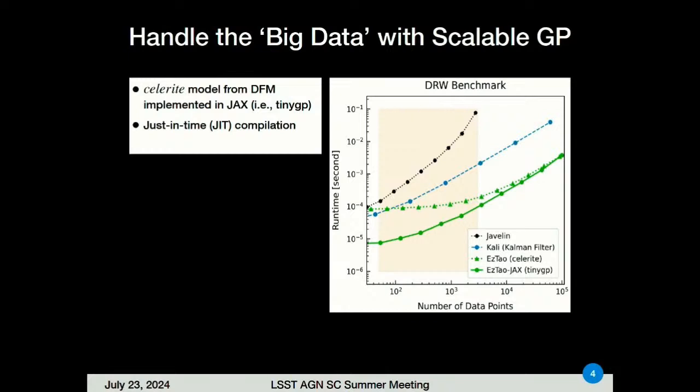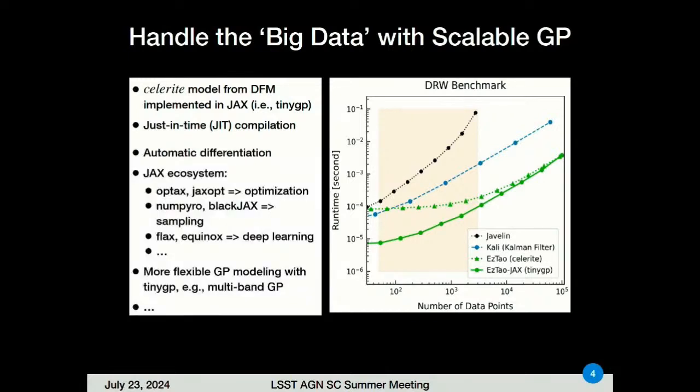So what else do you get by writing a tool, software, in JAX? That's automatic differentiation. You might have heard this word a few times earlier. Beyond just being faster, the JAX ecosystem is really rich. It offers you more options for the inference we want to do: optimization, sampling, and it's even really easy to integrate with the deep learning world.